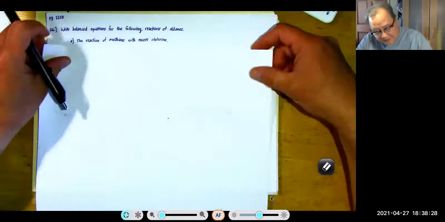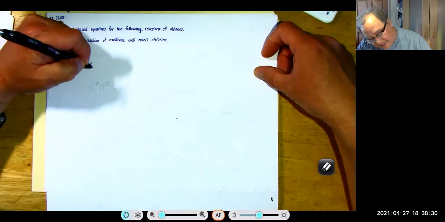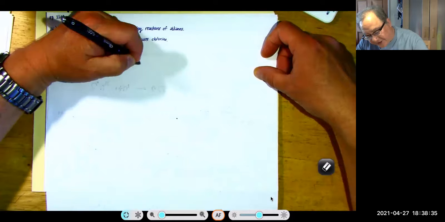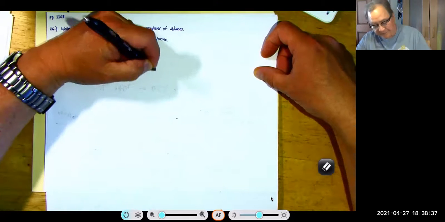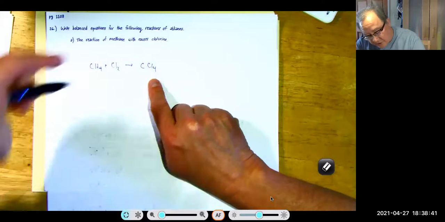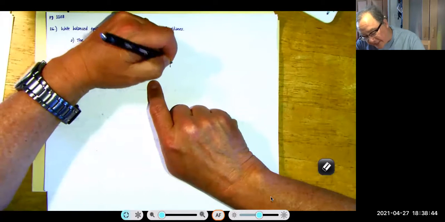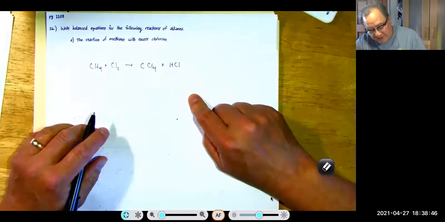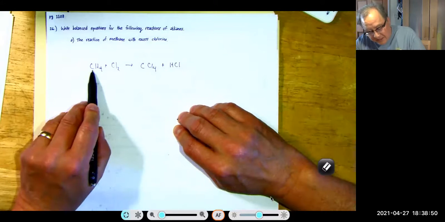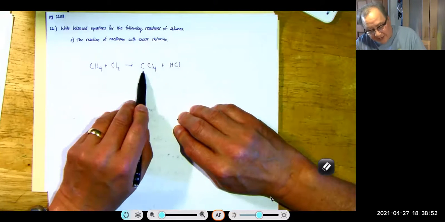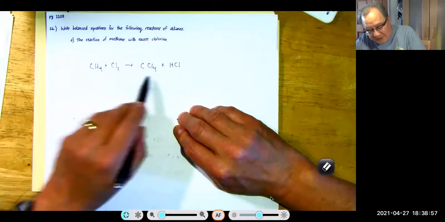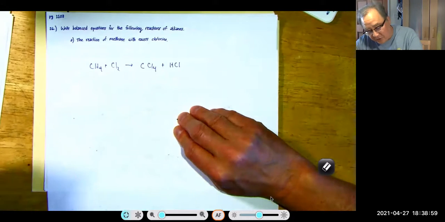If we want to make sure it's balanced, we first say methane plus chlorine is going to give us CCl4. We take every hydrogen and replace it with a chlorine. We know the other product is HCl. And so now we balance it. How many carbons here? 1. How many carbons here? 1. That's great. How many hydrogens? 4. How many hydrogens? 1. So I'm going to put a 4 there.